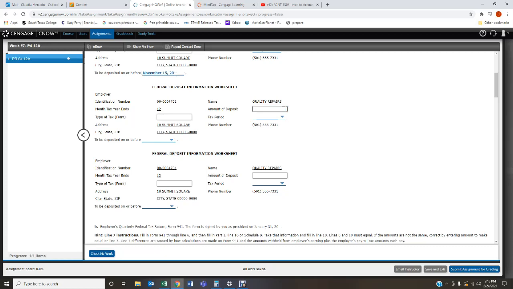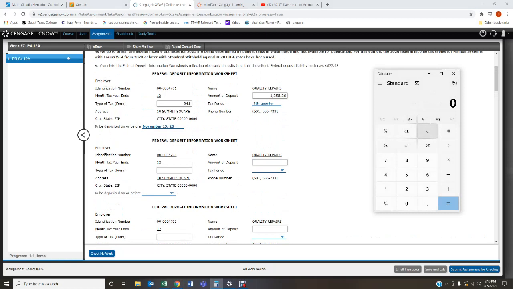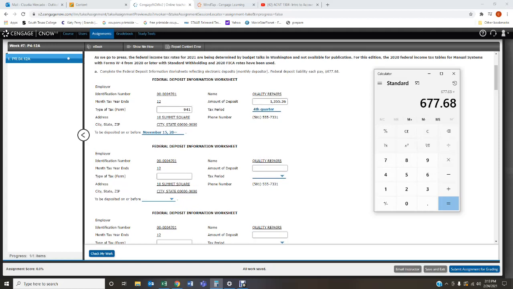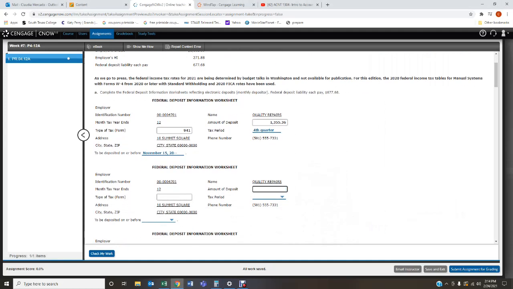So the amount of my deposit for November. I know that my Federal Deposit Liability each pay period is $677.68. I'm going to multiply by the number of pay periods in November. November has 3 pay periods, the 1st, the 15th, and the 29th. So I'm going to multiply by 3, and that gives me $2,033.04, okay? So that's going to go in your amount of deposit. The type of tax form, that will be the 941, and the tax period, once again, is the 4th quarter.